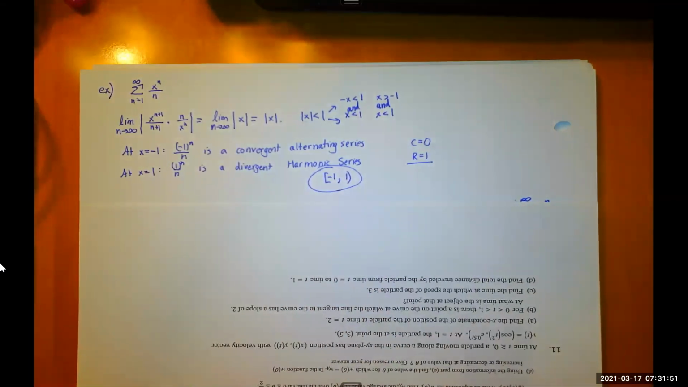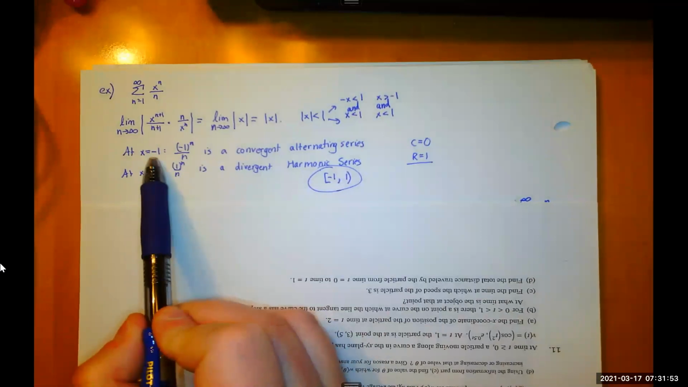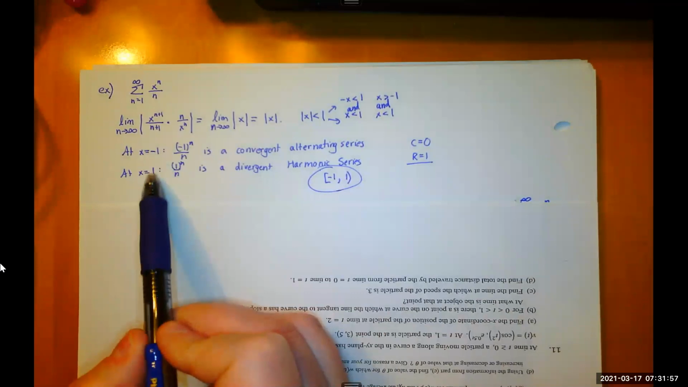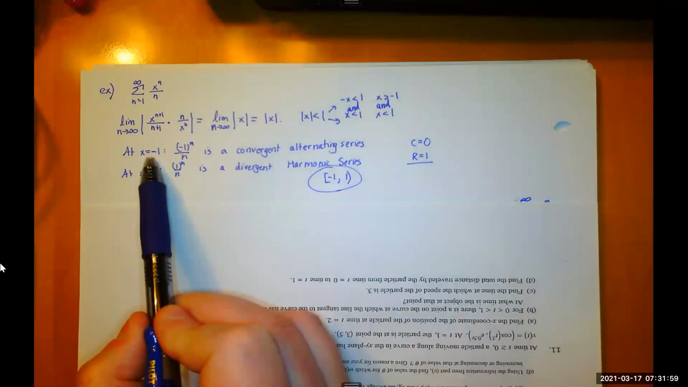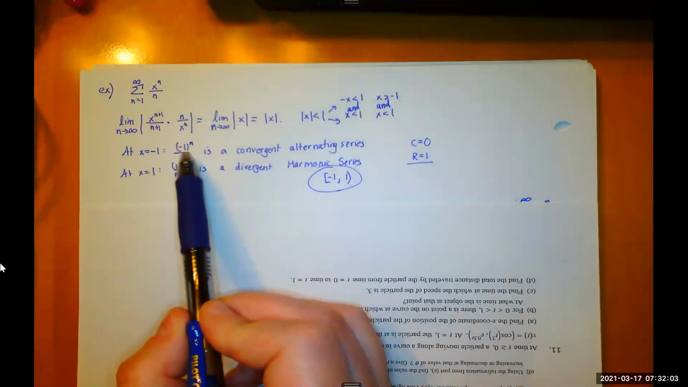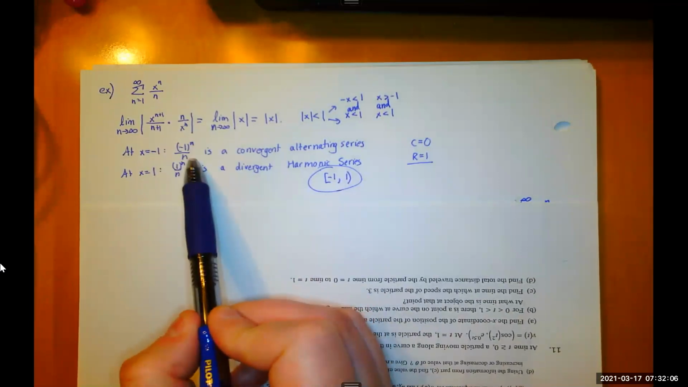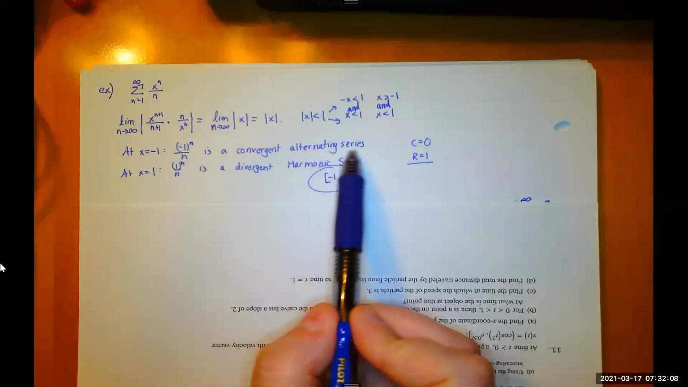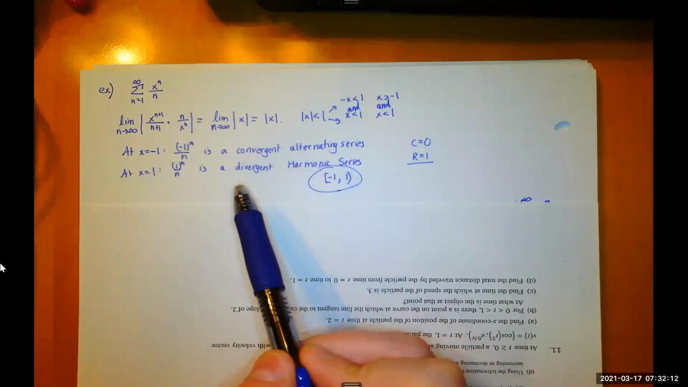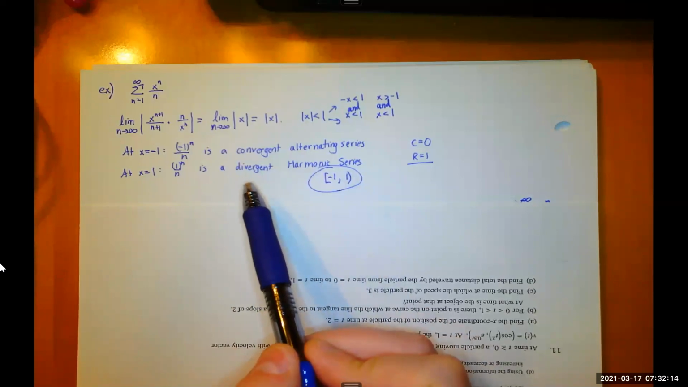How do I sort that out? I take my values of x that I got, both of them, the endpoints as they're referred to, -1 and 1, and I literally substitute them into the series. So I have -1 to the nth power divided by n. I know that that's a convergent alternating series. If you need to write out the series test to be certain, do so. Always use a series test.